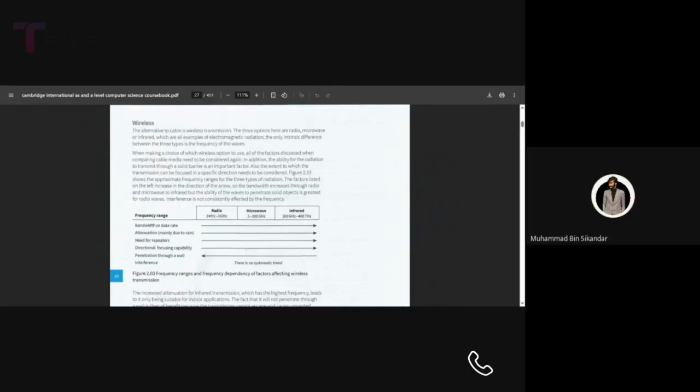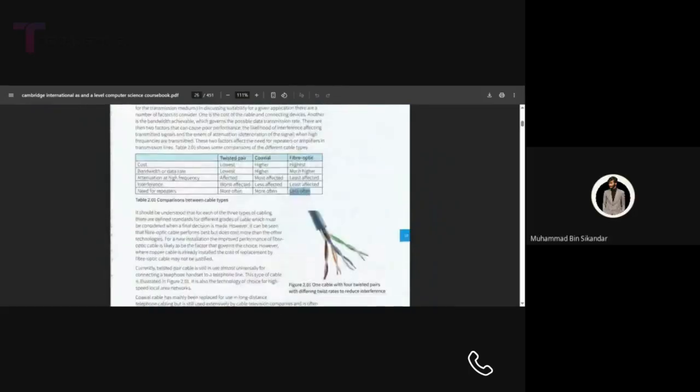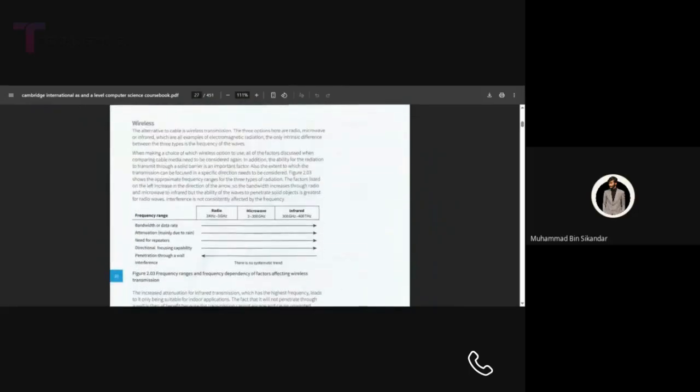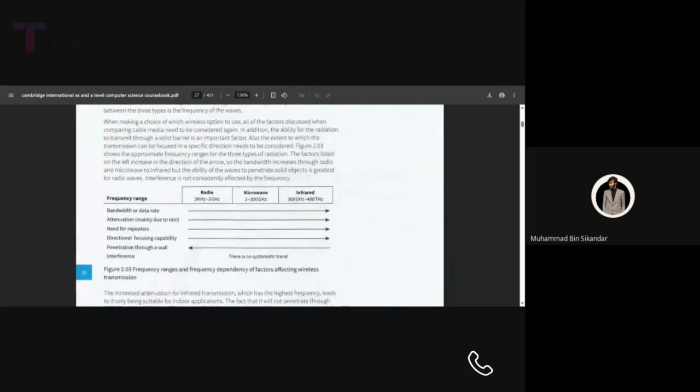The next is, this was the wired transmission, which I told you. The next one is wireless. In wireless, we have options of. Here you are only given three, but there are numerous other options. First is the radio waves, microwaves, and infrared waves. These are the wavelengths of these signals.